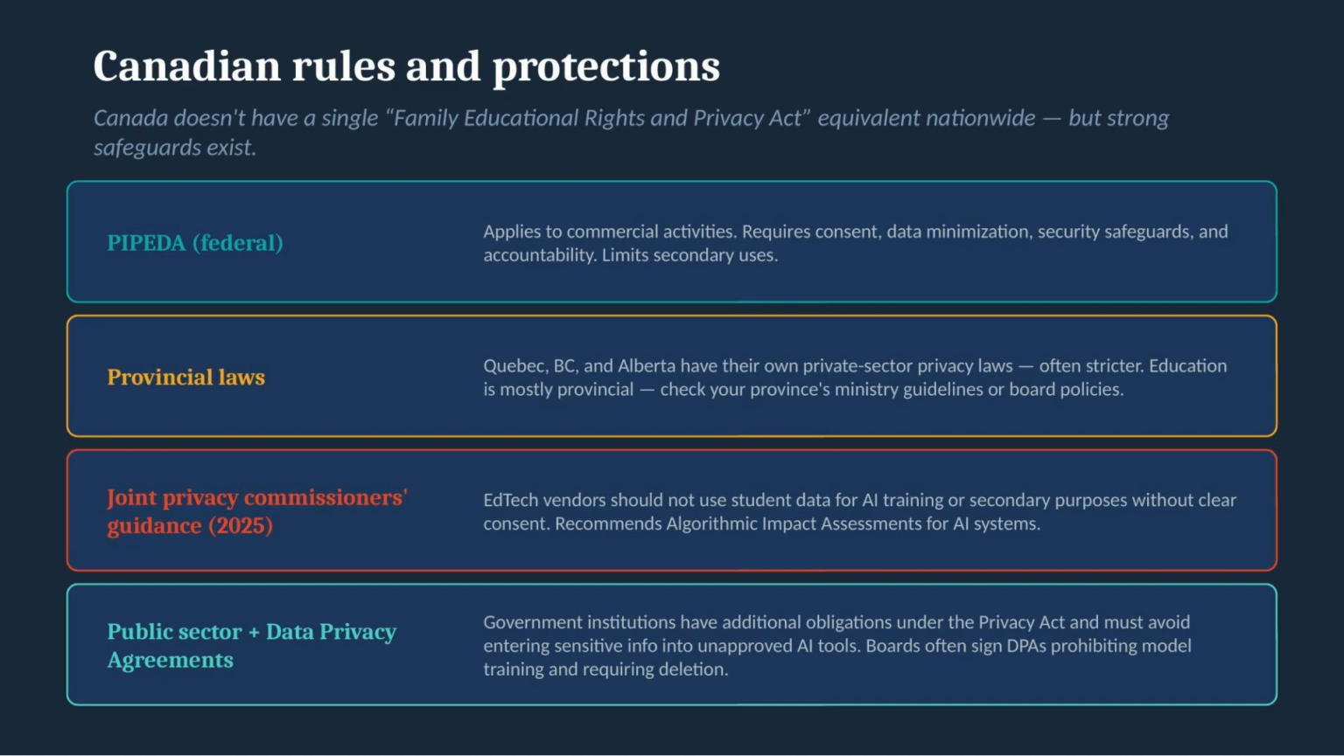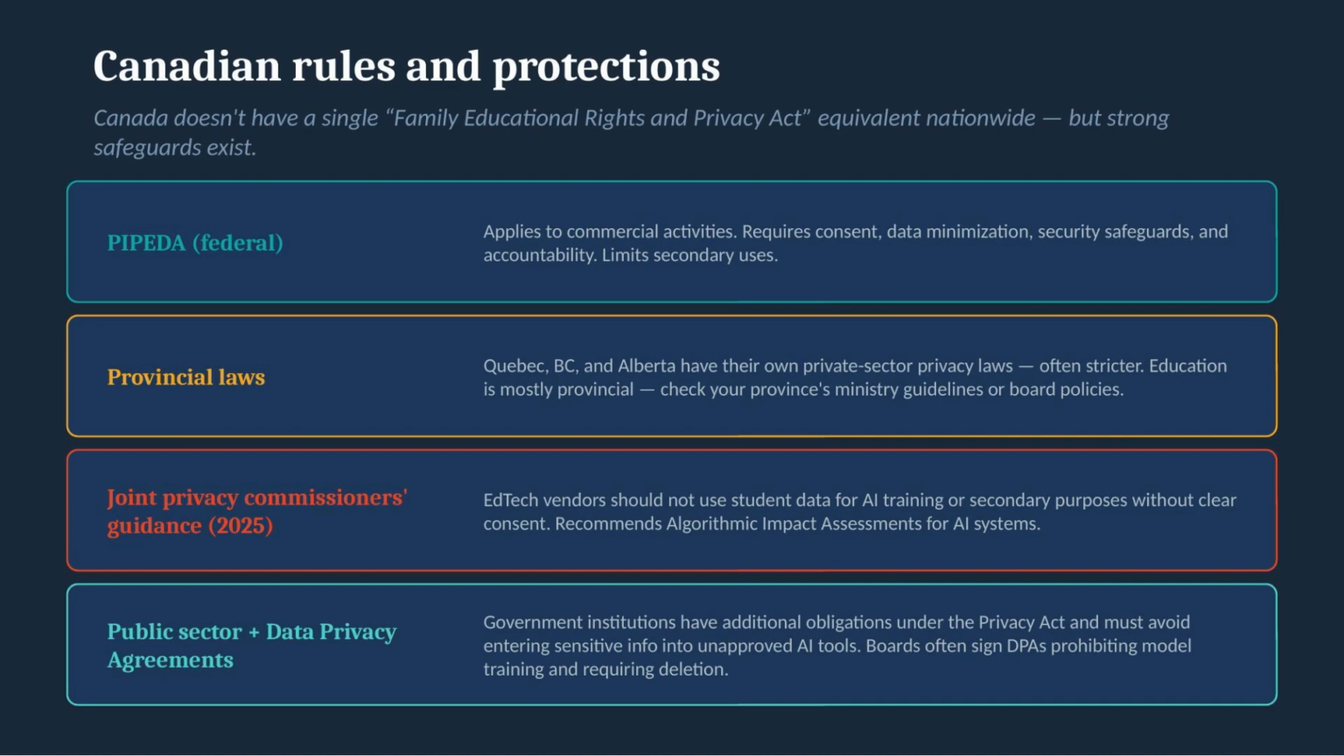Canada doesn't have a single Family Educational Rights and Privacy Act equivalent nationwide, but strong safeguards do exist. First, PIPEDA. This is a federal law, and it applies to commercial activities. It requires consent, data minimization, meaning only collecting what's needed, security safeguards and accountability, and it also limits secondary uses. Second, provincial laws. Quebec, BC, and Alberta have their own private sector privacy laws. Now, education is mostly provincial, so check your province's education ministry guidelines or school board policies.